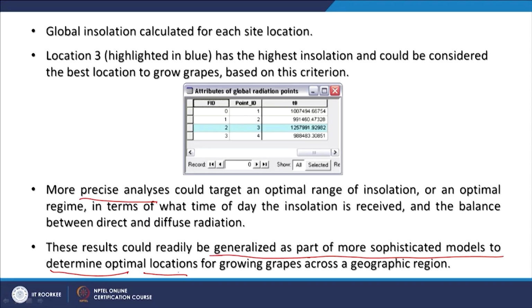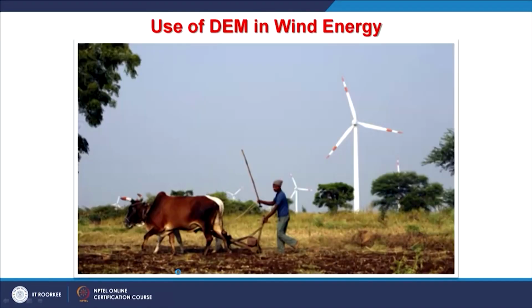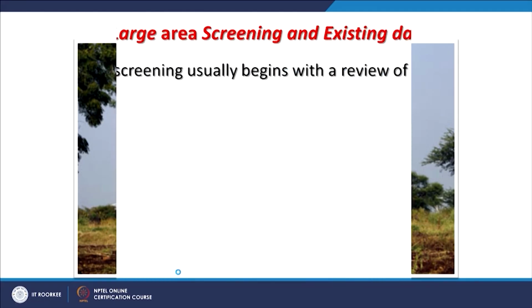So, for different kinds of crops the requirements of sun are different, and therefore such things can also be planned. In the last few minutes I would like to spend time on wind energy, because in a hilly terrain, topography plays a very important role. In flat areas things may be different.